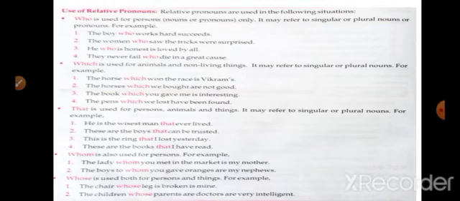For example, he is the wisest man that ever lived. This is the ring that I lost yesterday. Whom is used for persons. For example, the lady whom you met in the market is my mother. The boys to whom you gave oranges are my nephews. Whose is used both for persons and things. For example, the chair whose leg is broken is mine. The children whose parents are doctors are very intelligent.